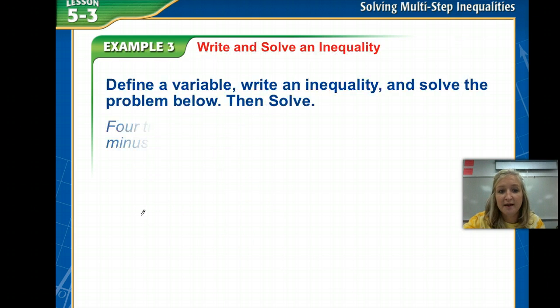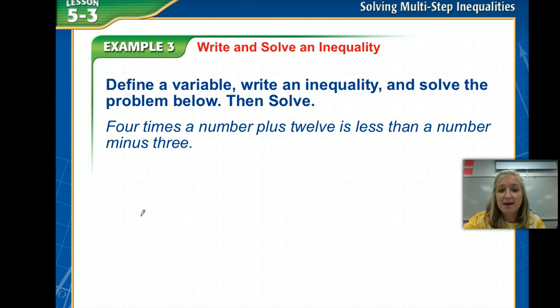Let's move on. Example number 3 is writing and solving an inequality. So they want you to look at the sentences or the verbal expressions, define a variable, write an inequality, and solve the problem below, and then solve it for the given inequality. So what we're going to do is take a look at our sentence and break it apart. We have 4 times a number, and because we can define any variable, I'm just going to pick x.